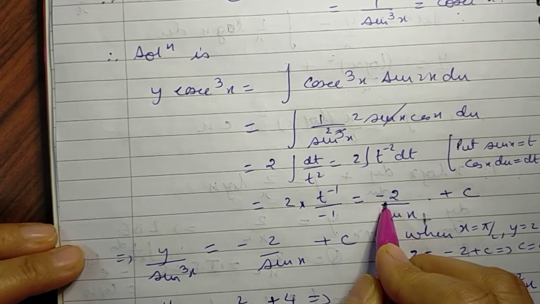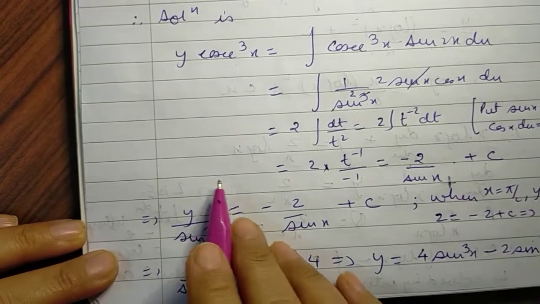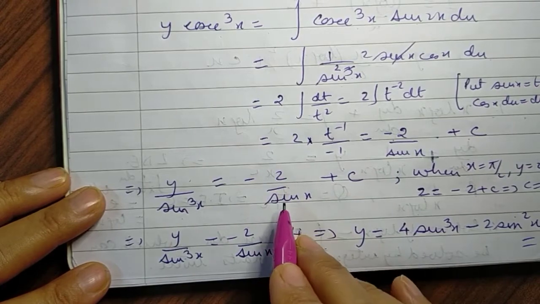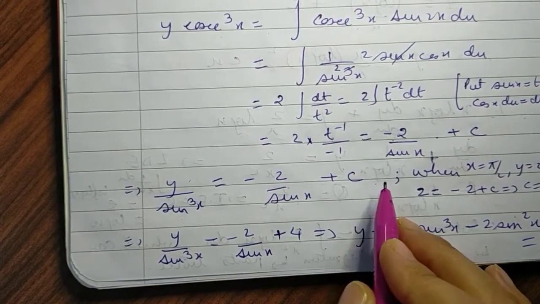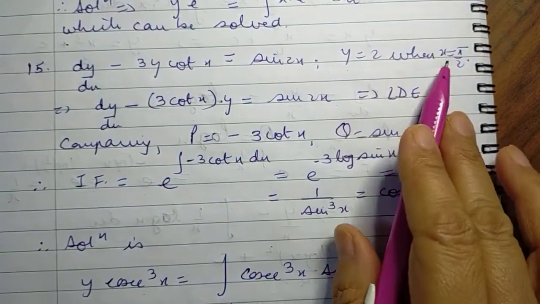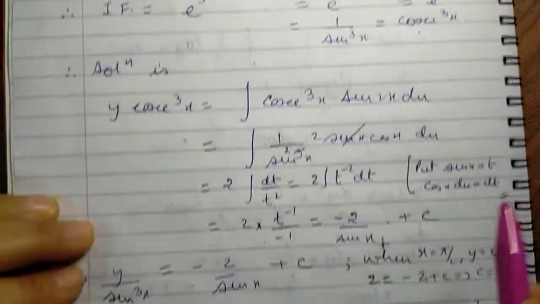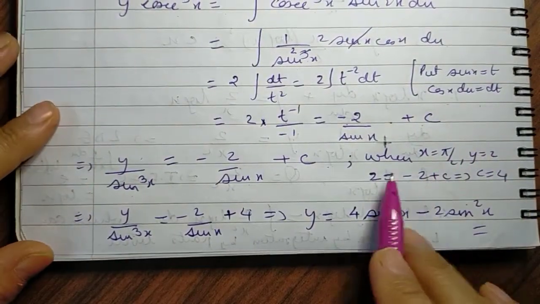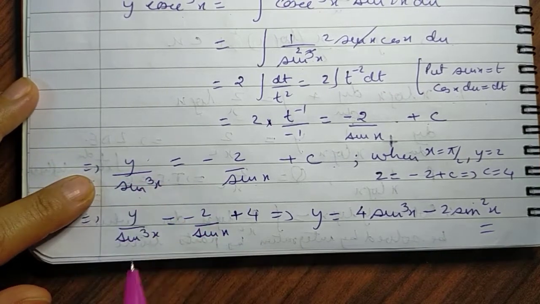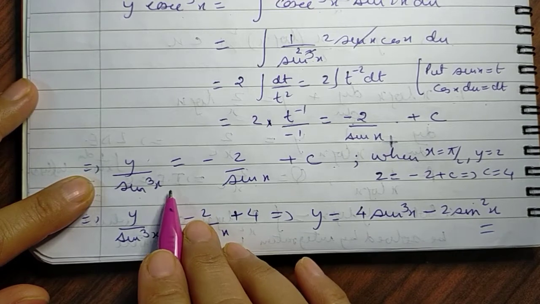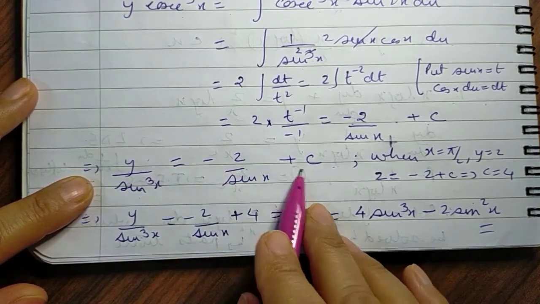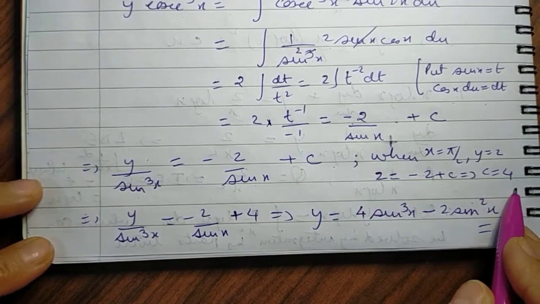So we get the solution as y upon sine cube x is equal to minus 2 over sine x plus a constant. Now we are given the initial conditions here, that is when x is pi by 2, y is 2. So using the initial conditions in this, we get y is given to be 2, and sine x is sine of pi by 2, so sine cube x would be 1. So 2 is equal to minus 2 plus c, which gives us c equal to 4.